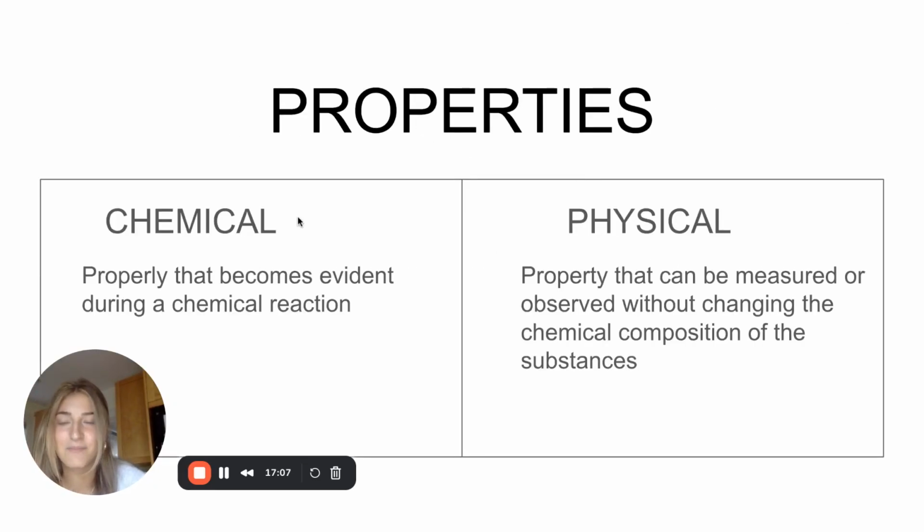So properties of matter can be chemical or physical. A chemical property becomes evident during a chemical reaction, whereas a physical property can be measured and observed without changing the chemical composition, so without a chemical reaction. So one is shown with a chemical reaction and one is shown always.